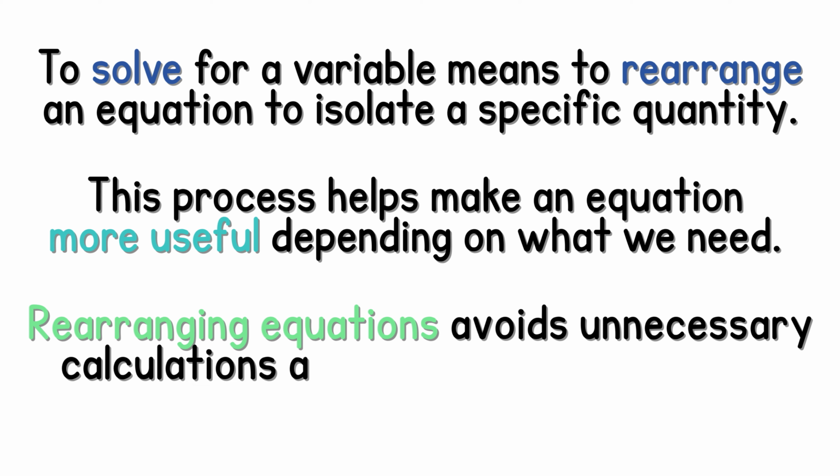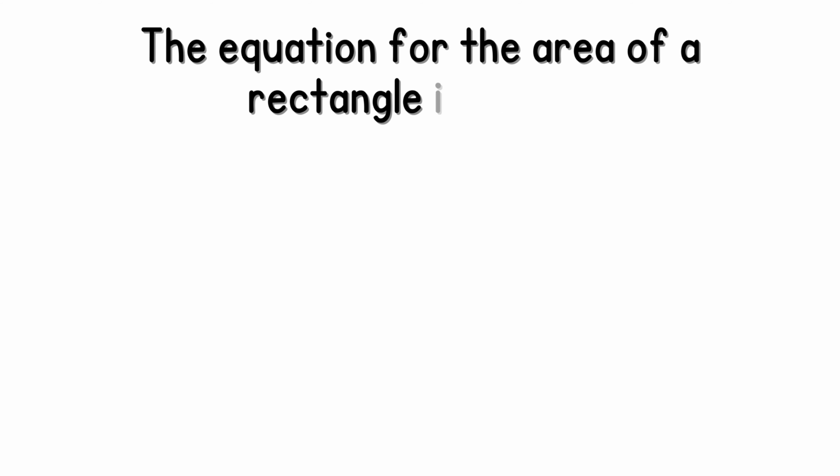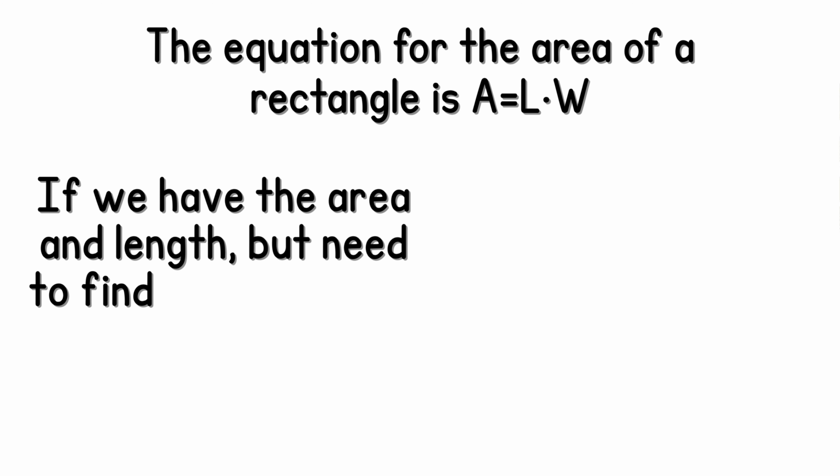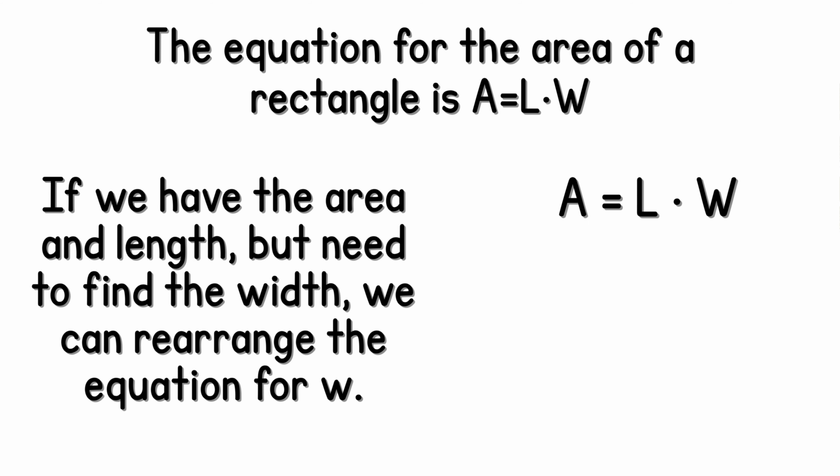Rearranging equations avoids unnecessary calculations and makes problem solving more efficient. For example, the equation for the area of a rectangle is A equals length times width. If we have the area and the length but need to find the width, we can rearrange the equation for W. So we can take our original equation of A equals L times W and divide both sides by L to get W by itself. This gives us A divided by L equals W. So this means that if we divide the area by the length, we can find the width.